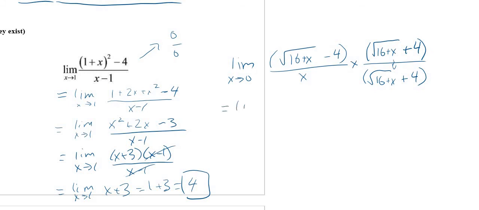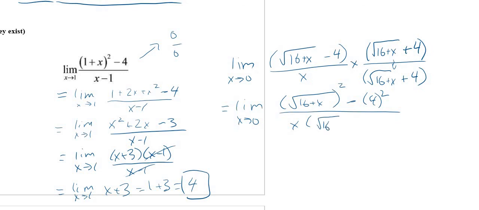And what you're going to notice here is that up top, let's take a look. We notice that's actually a difference of squares. So we could actually say that is the same as saying (root(16 plus x)) squared minus 4 squared, all over x times (root(16 plus x) plus 4) times x.